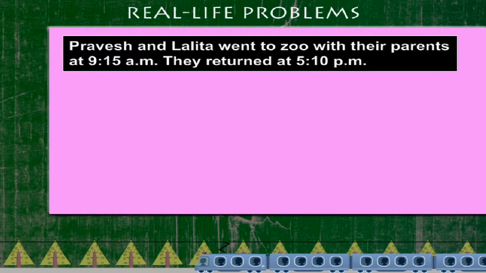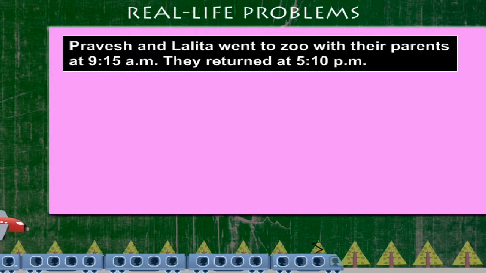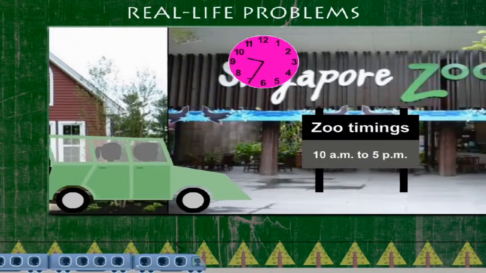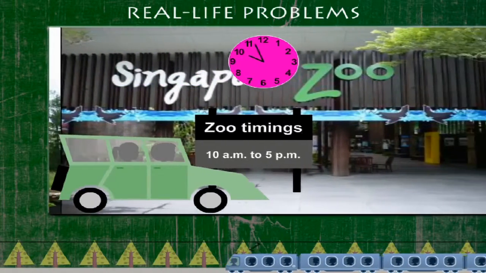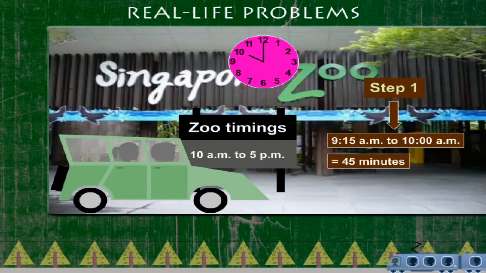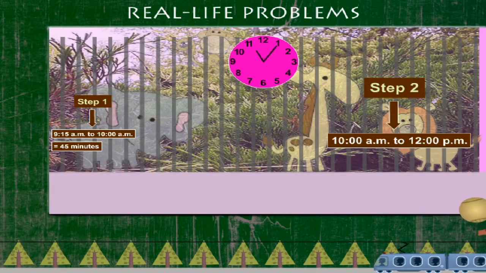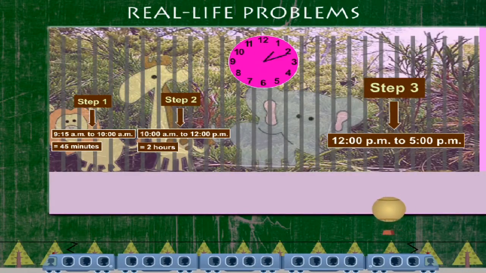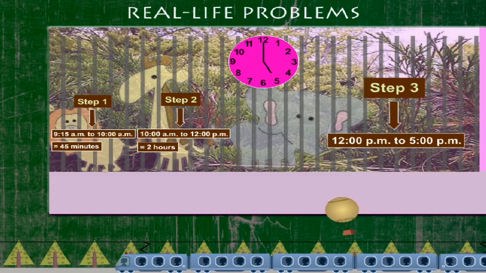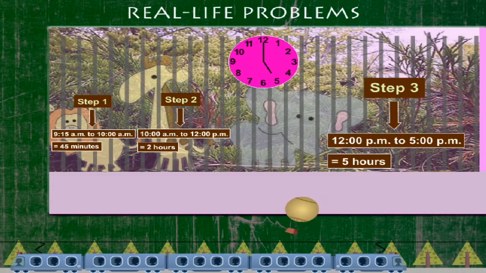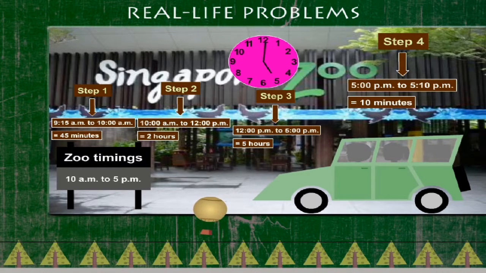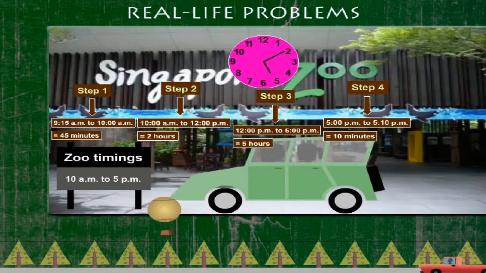Real life problems. Pravesh and Lalita visited the zoo with their parents at 9:15 am and returned at 5:10 pm. They travelled from home by car and reached the zoo at 10 am. This is 45 minutes. From 10 am to 12 noon, they saw some animals in their cages. This took 2 hours.